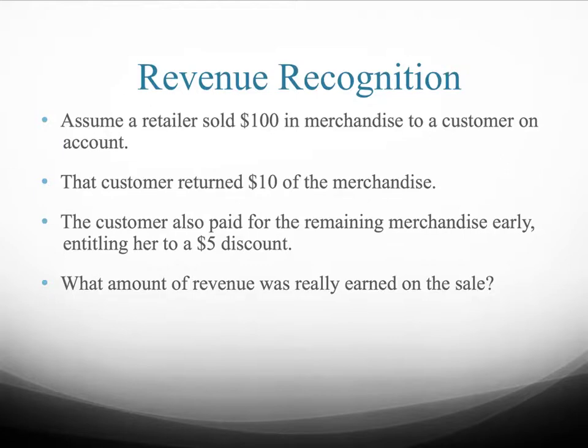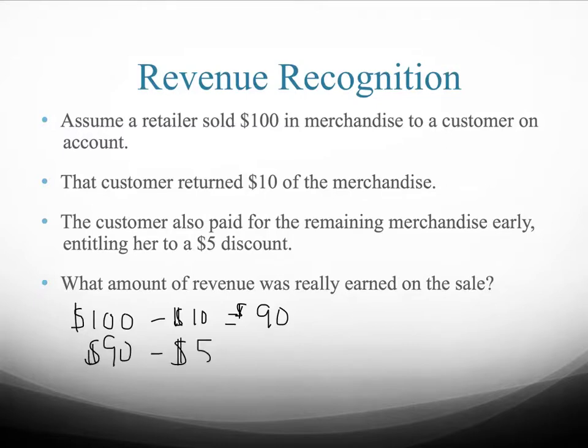Well, I hope that you had figured out that we had a $100 sale minus the $10 return to give us $90 due, and then the $90 had a $5 discount applied, which means this particular sale had the revenue of $85.